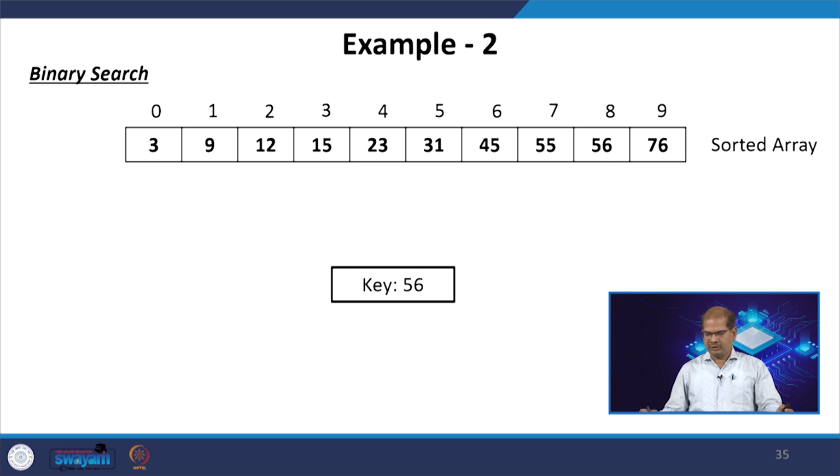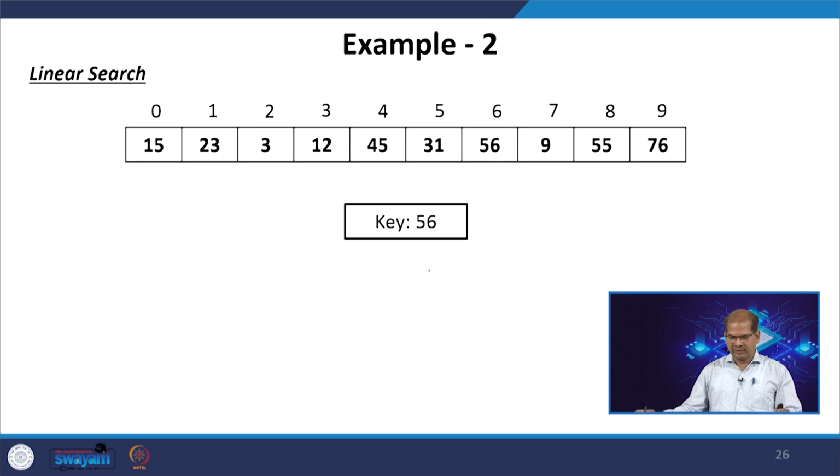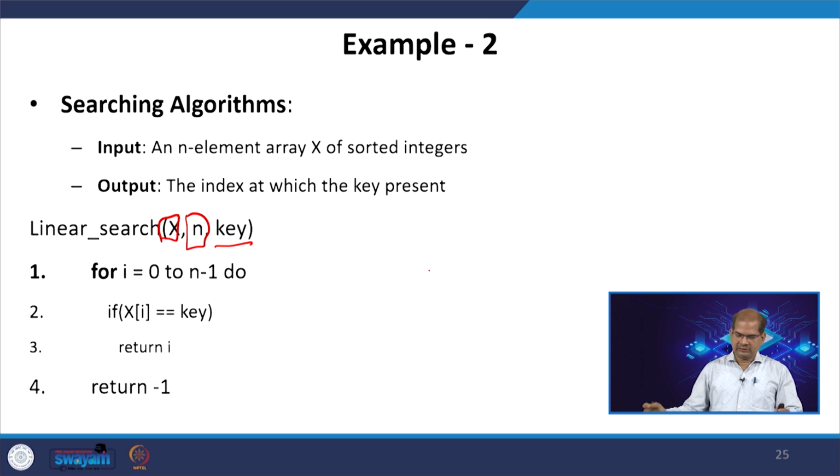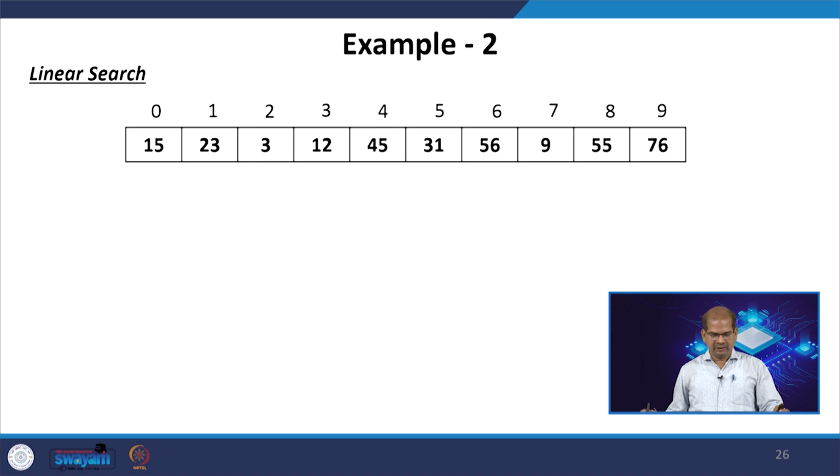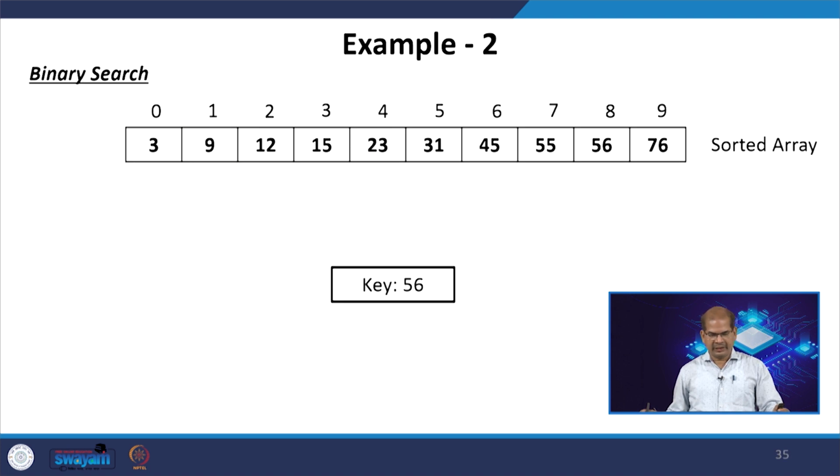Then we have the binary search algorithm. We have a key here, 56, and I need to check whether this 56 is there or not. Here there is a condition: in case of binary search, your array should be sorted, but in this linear search, this is an unsorted array, unsorted integers actually. But in case of binary search, your array should be sorted.